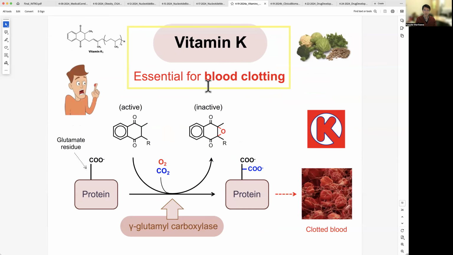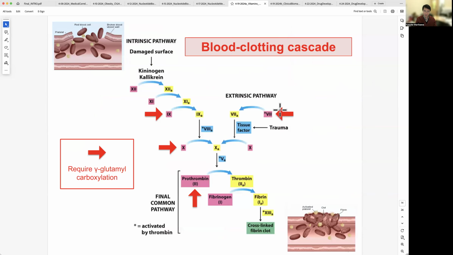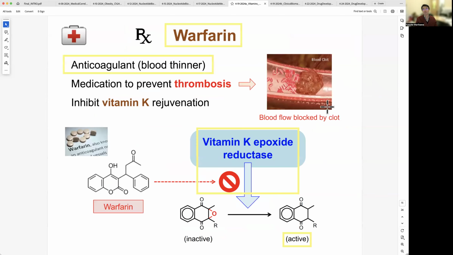Vitamin K, essential for blood clotting. That is the kind of knowledge you need to know, not this much detail. But what you need to know also about vitamin K is that there's a medication, warfarin. It's commonly used as an anticoagulant or blood thinner for someone who excessively coagulates. We need a certain level of clotting to prevent excessive bleeding, but if you have too much clotting, that will block your blood flow, which is not good. So some people need to take this medication, an anticoagulant or blood thinner, to prevent that.